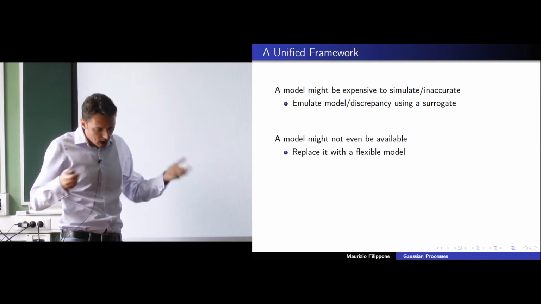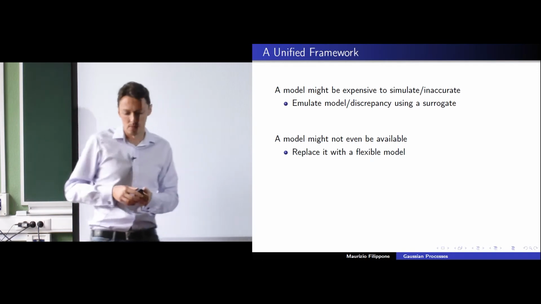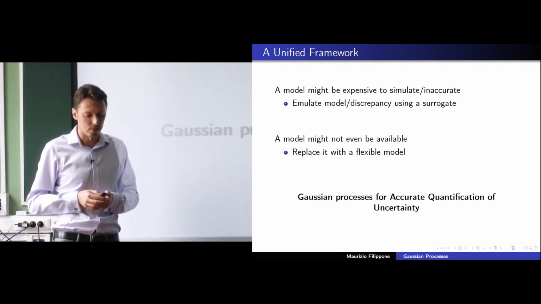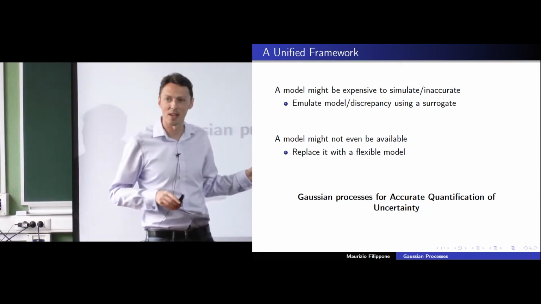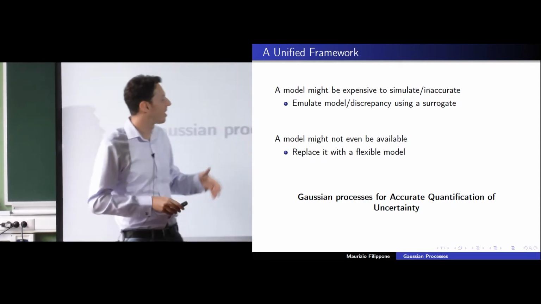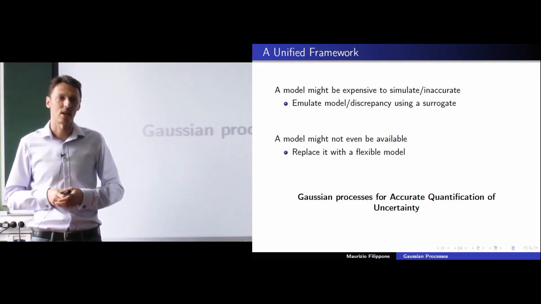And when we don't have a model, then we may want to replace it with a statistical model, which is flexible enough. So I'm not religious, of course. If you tell me that you want to do this with deep nets, I'm happy with that. But for the sake of today's talk, I'm going to present you Gaussian processes.